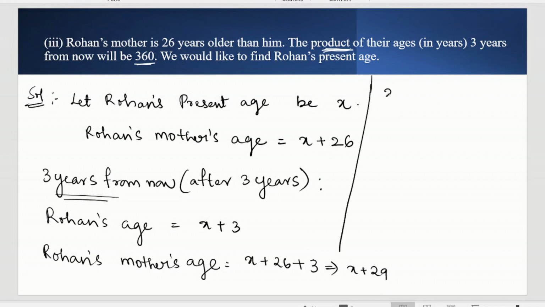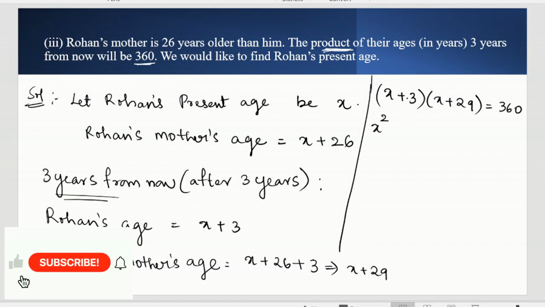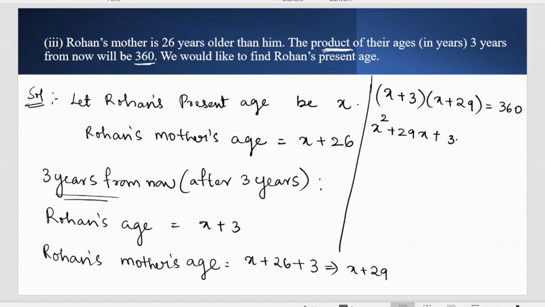That is, x plus 3 is Rohan's age and x plus 29 is her mother's age, which is equal to 360. So now let us multiply them. x into x is x square. x into 29 is 29x. And 3 into x is 3x. 29 into 3 is 87, which is equal to 360.